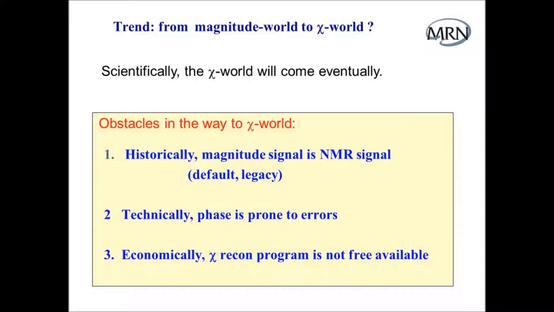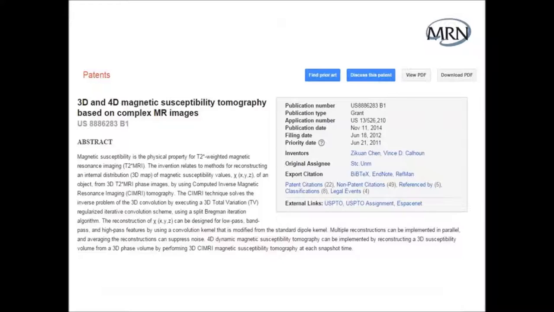I think the last thing that I want to mention is that the chi reconstruction technology is not freely available. It's not freely distributed. Different groups have different patents for chi reconstruction. In our group, we filed this patent, 3D and 4D susceptibility tomography based on complex MRI.